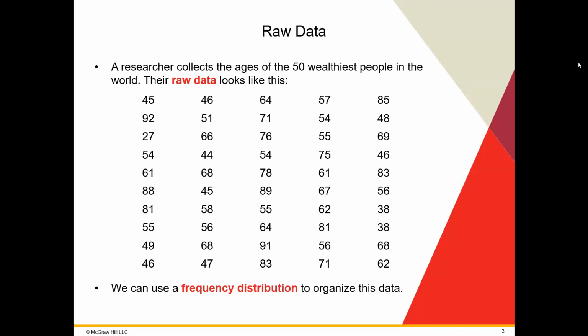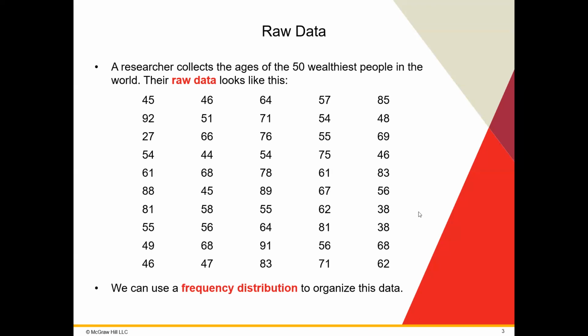Here is a raw data set that consists of the ages of the 50 wealthiest people in the world. These are ages now. And so here are the ages. Now, order really doesn't mean anything in this data set the way they're arranged. But what we're going to do is take these 50 data points or 50 observations, and organize the data into what is called a frequency distribution table.